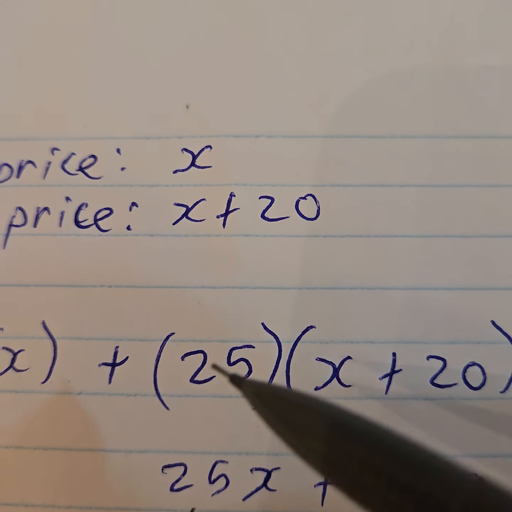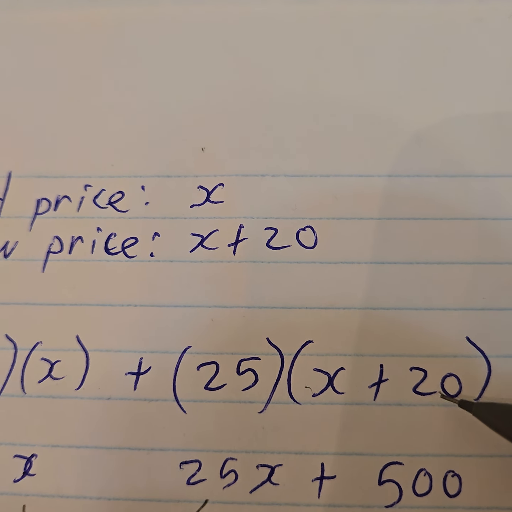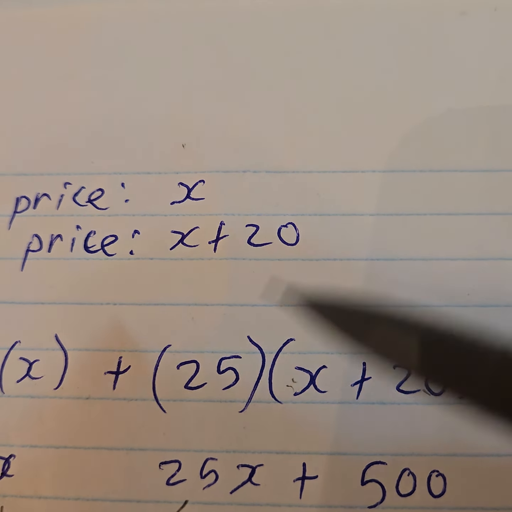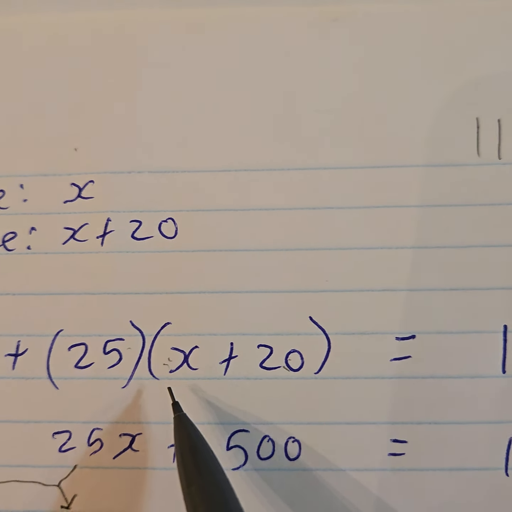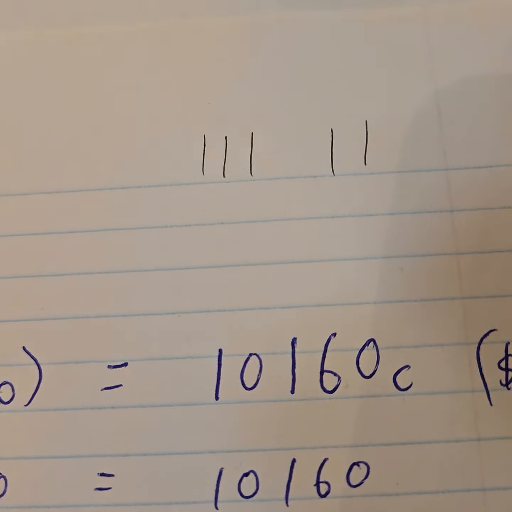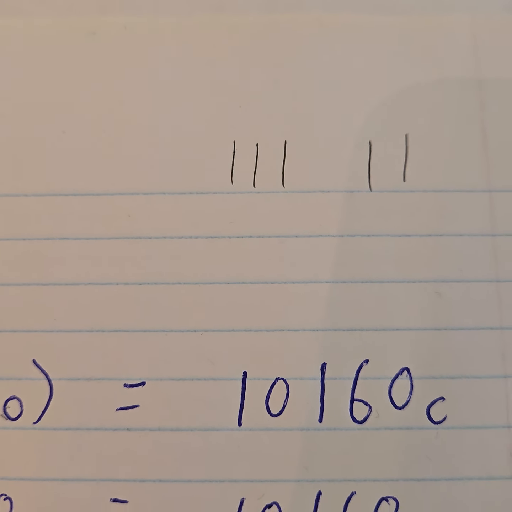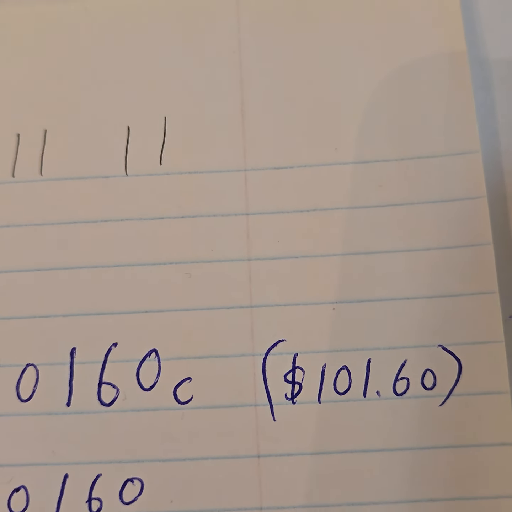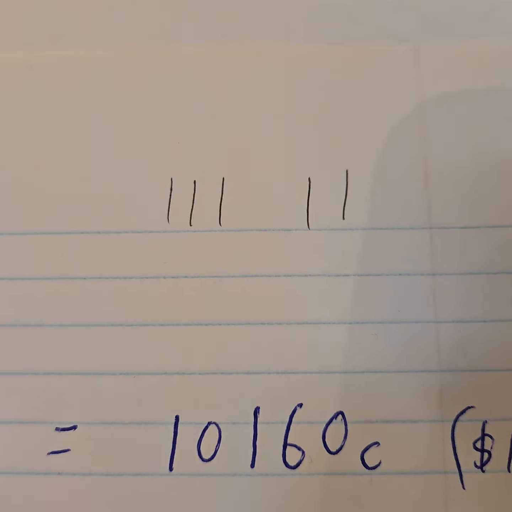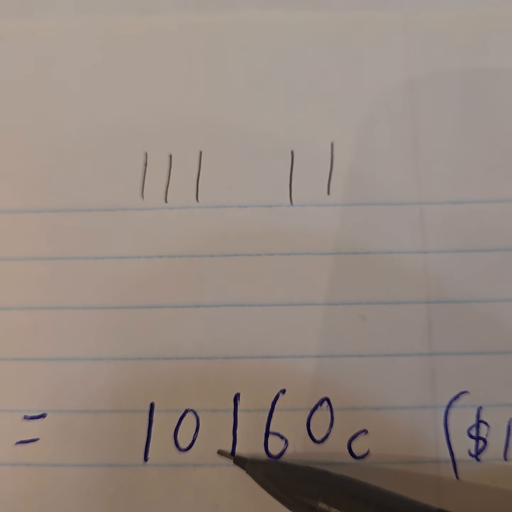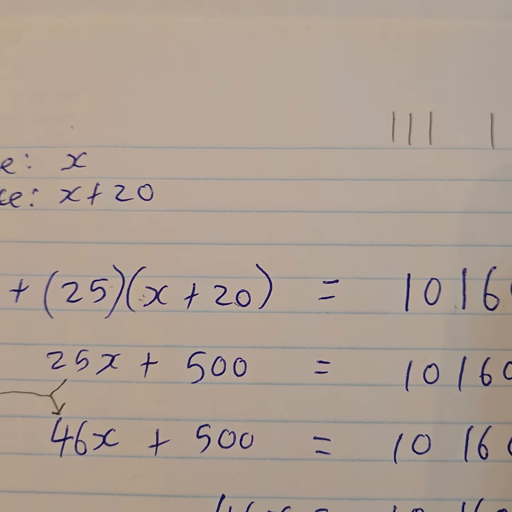The next month, he bought 25 pounds, and each pound was X plus 20. He spent X plus 20 times 25. So 21x plus 25 times x plus 20 gives me, this looks like a big number, but remember I'm working in pennies, 10,160 cents. That's like saying $101.60. I multiplied by 100 to convert to cents. One thing with cents, you have bigger numbers, but with dollars, you have to work with decimals. So we could do this question either way.